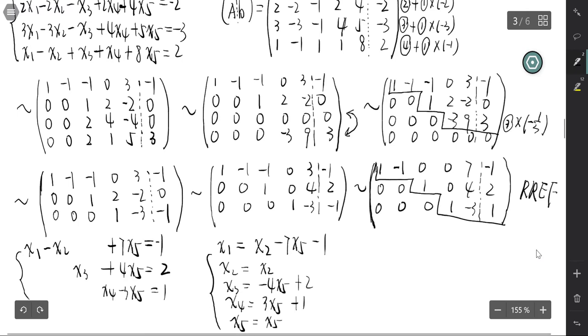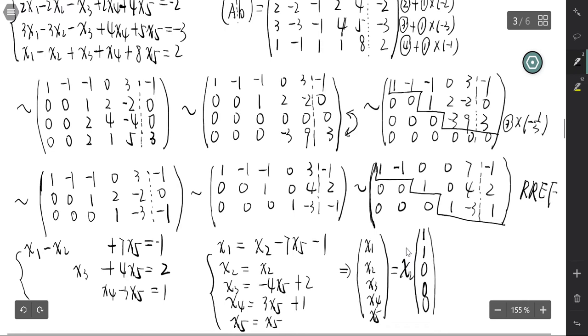We can write the solution in vector form, as x1, x2, x3, x4, x5. Okay, we can take the factor x2 out. The coefficient for x2 in the first one is 1. And x3, x4, x5 don't have the term of x2.